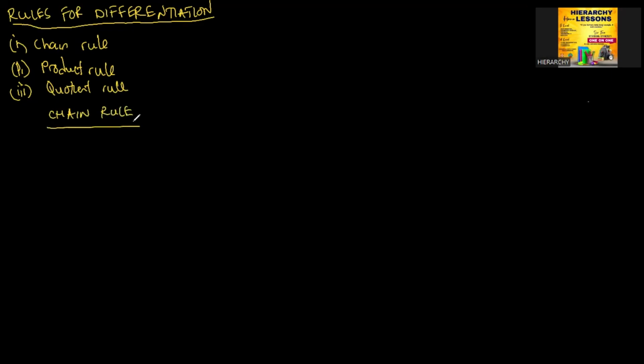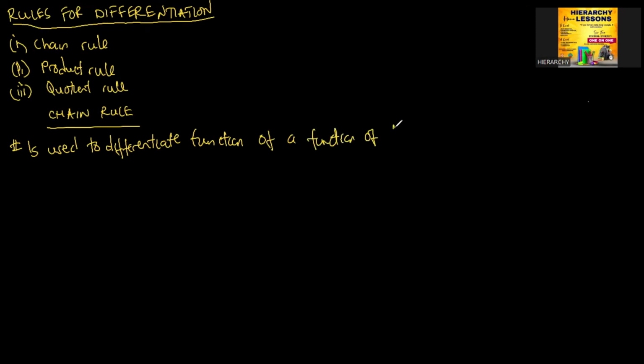Okay. So the chain rule is used to differentiate functions of a function, of the form y is equal to f of g of x. So if you have a function of a function, we're going to use the chain rule to differentiate it.